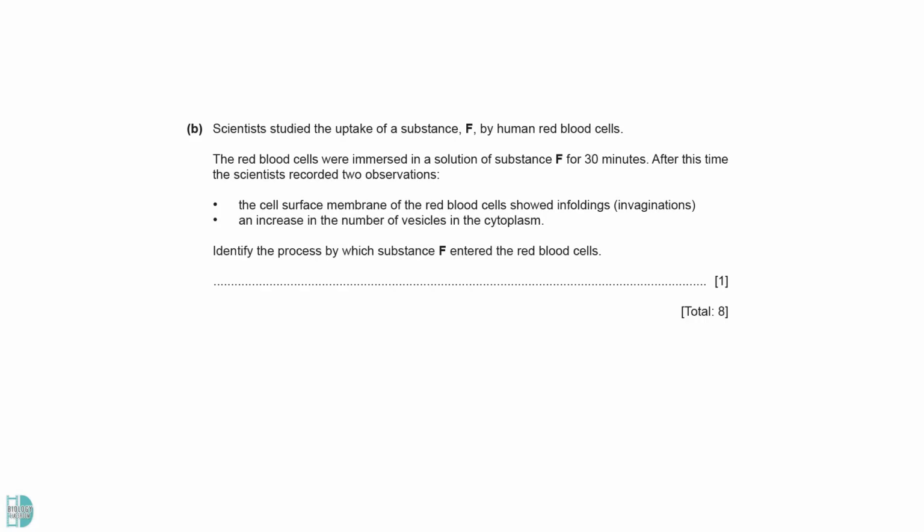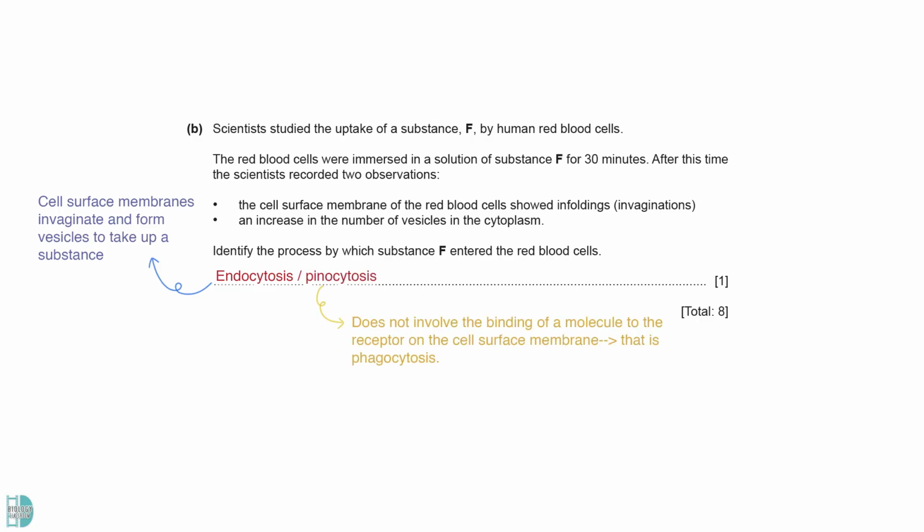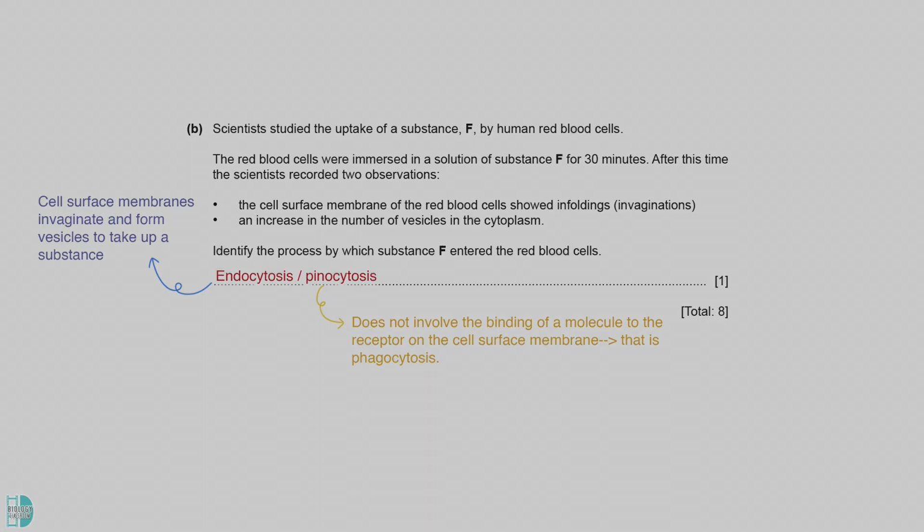B wants you to identify the process described in the question. When cell surface membranes invaginate and form vesicles to take up a substance, endocytosis occurs. You can also specifically identify it as pinocytosis, as this process does not involve the binding of a molecule to the receptor on the cell surface membrane. When a receptor is involved, it is phagocytosis.